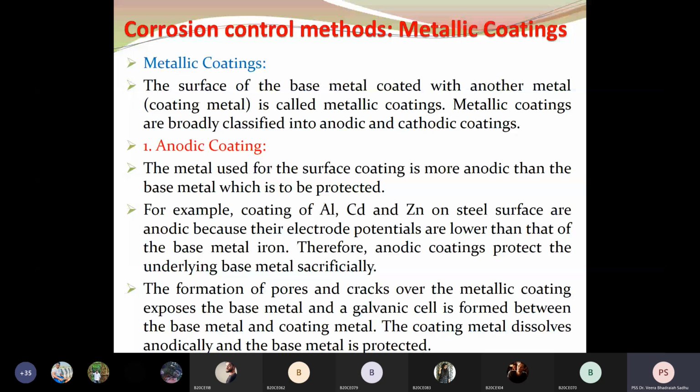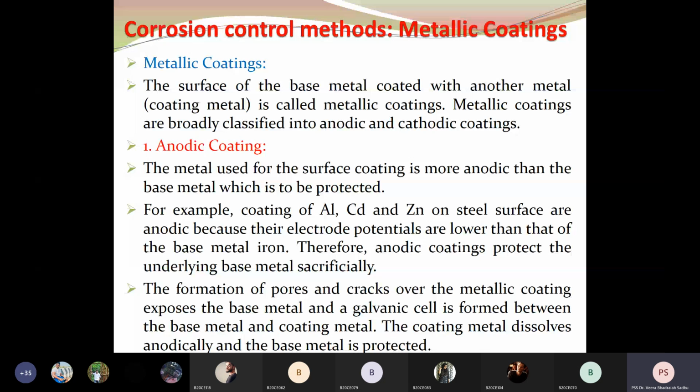So this aluminum, cadmium, and zinc. I think you already have hot dipping. This comes under metallic coatings. So therefore, anodic coatings protect the underlying base metal sacrificially.